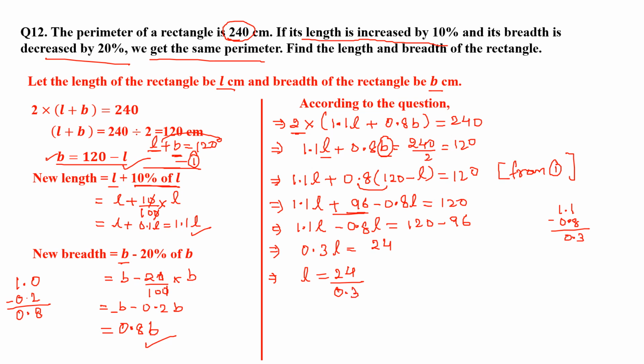But denominator is a decimal number. Now I want to remove the decimal. So I have to multiply it by 10 on both numerator and denominator. So I will get 240 divided by 0.3 into 10 is 3. And if you divide it, you will get 80. So 80 centimeter is your length. And breadth will be 120 minus L. So it will be 120 minus 80, and if you do 120 minus 80, you will get 40. So this is the length and breadth of the rectangle, 80 centimeter and 40 centimeter. So this is your question number 12. Now moving to question number 13.